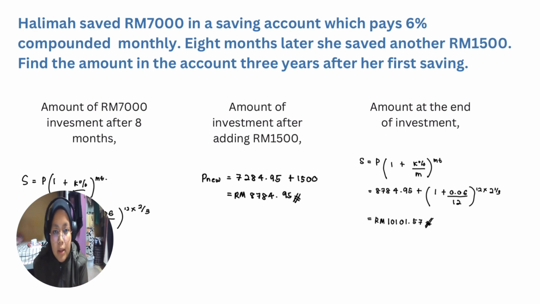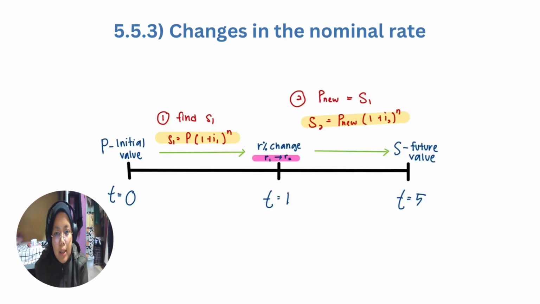And then add 1,500 ringgit to the amount because Halima saved another 1,500. And then same as before, the question wants the amount in the account after 3 years, after her first saving, which is 3 years. So using the amount you get after you add 1,500, you will get the answer, which is 10,101 ringgit 57 cents.